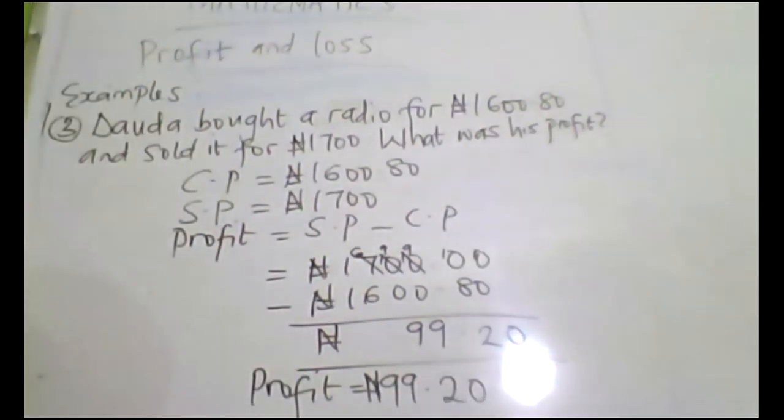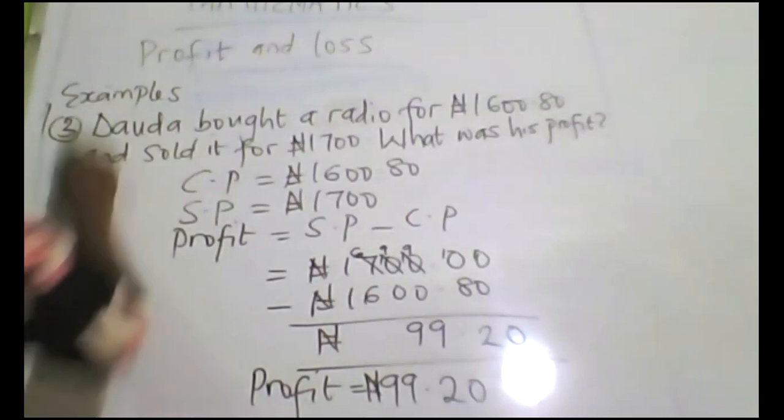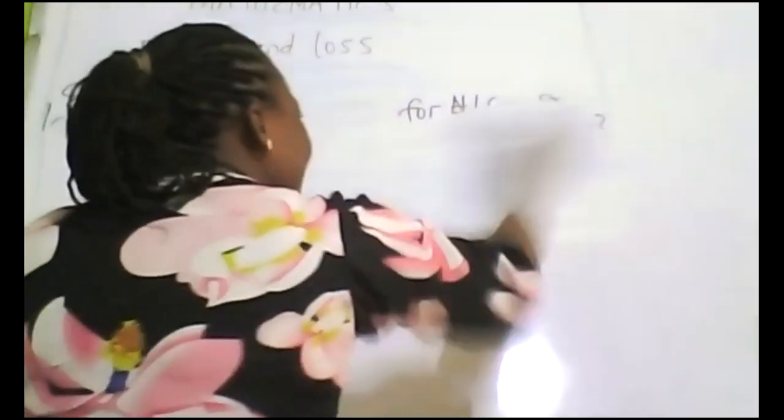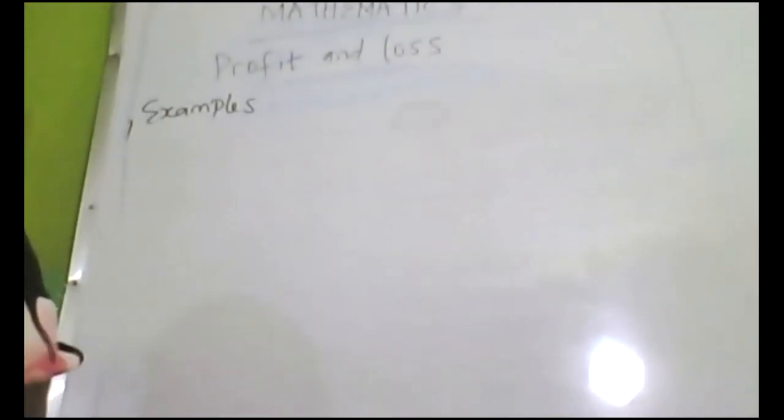99 naira 20 kobo. Let's do one more. And you see that it's very, very simple. Yes, it is simple, and I've always told you that mathematics is all about practice. The last one we are going to practice together now.